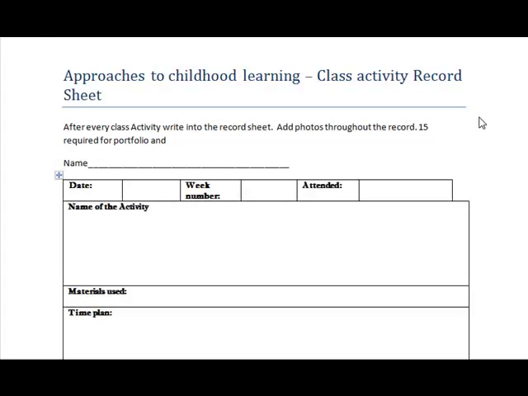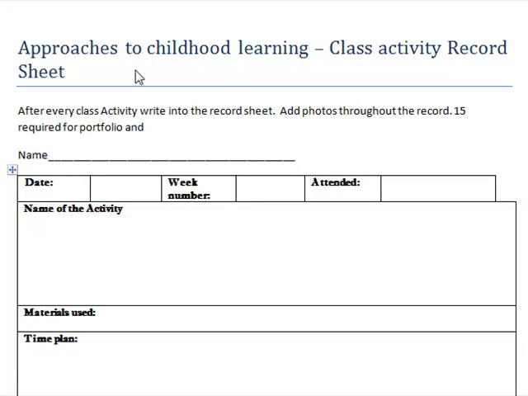Okay, so we're going to just have a look at the class activity record sheet for the approaches to childhood learning. In the first part there you can see just to write in your name, the date, the week number and whether or not you attended or not. The name of the activity is where you put the actual name of the activity, so it might be finger painting, for example, so we'll use that throughout.